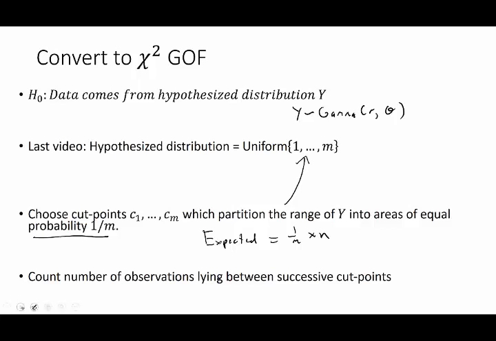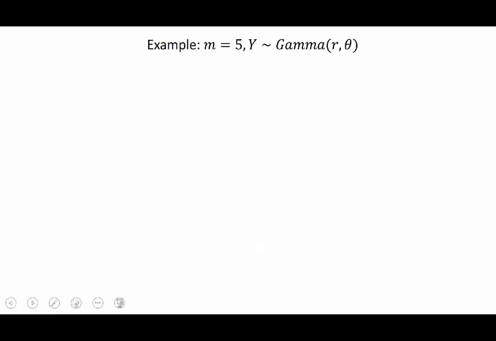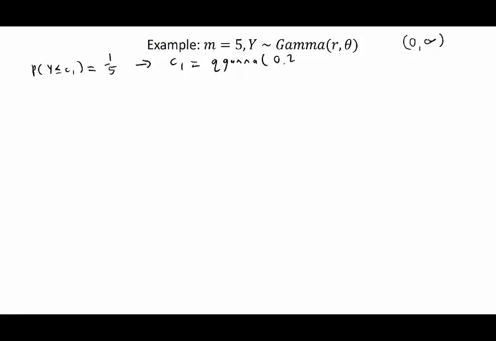So, to give you an example, let's look at this for the case where m equals 5 and Y is a gamma distribution. So we know that the range of Y, if Y is gamma, is 0 to infinity, with 0 not included, but it doesn't matter since it's continuous. So for our first cut point, we're going to choose C1 so that the probability Y is less than or equal to C1, really between 0 and C1, is going to be 1/5, which means that C1 is the 20th quantile, or the 0.2 quantile of the gamma distribution with the appropriate parameters involved.